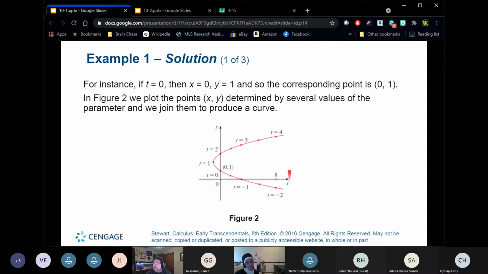So when you graph it, we get a graph that looks like this. That -2 point that I got was 8, -1. -1 was 3, 0. 0 was 0, 1, and so on and so forth all the way up. So you can see how that gave me my curve there. Any questions on how that's done?